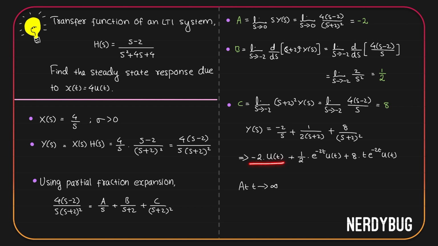The first term is minus 2 u of t. It is still going to be minus 2 u of t because u of t is going to be 1 from t equals 0 to infinity. So y of t will be minus 2 u of t. The second term has an e raised to minus 2t there. Giving t equals infinity, this becomes e raised to minus infinity, which is 0. Third term also has e raised to minus 2t in it. This will become e raised to minus infinity, which is 0. So the steady state response is minus 2 u of t.